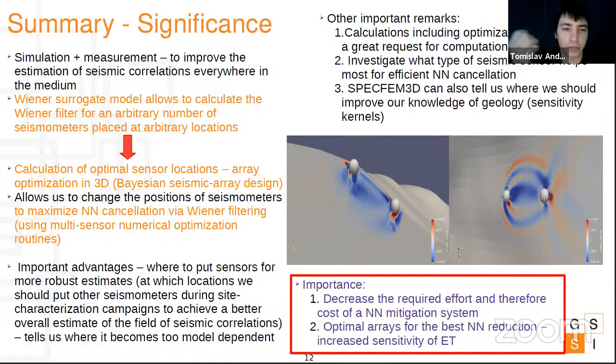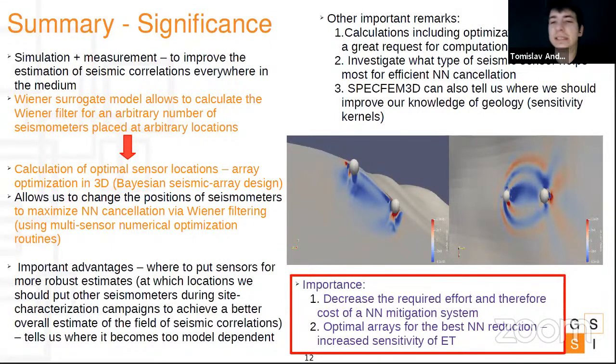So we will be able to have a Bayesian design of the seismic array, and that way we'll be able to maximize the Newtonian noise cancellation. An important advantage of this is that it can tell us where we become too model dependent, and at which locations we should put other seismometers during site characterization campaigns to achieve a better overall estimate of the field of seismic correlations. Of course, for all this process we will have a great need for computational resources.